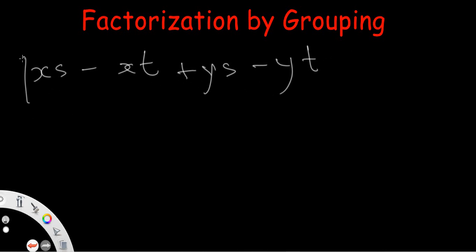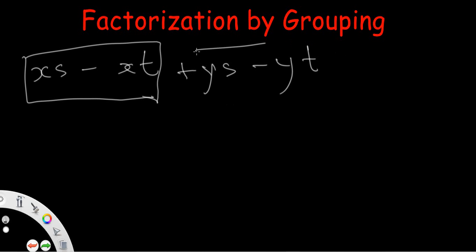Just that simple. Okay, let's do XS minus XT. That's a horrible T. XS minus XT plus YS minus YT. Okay, so again, we can group these.